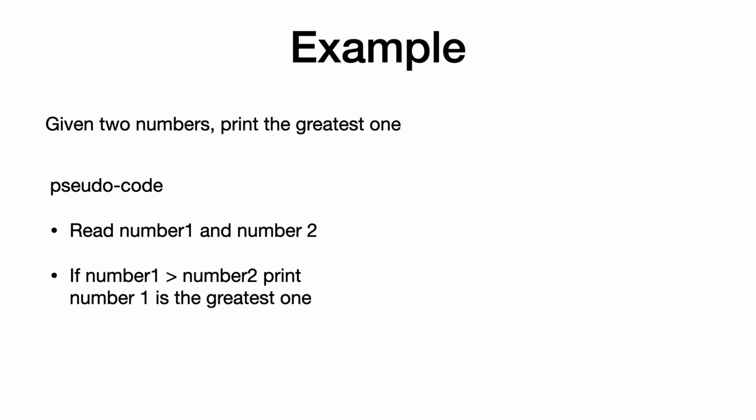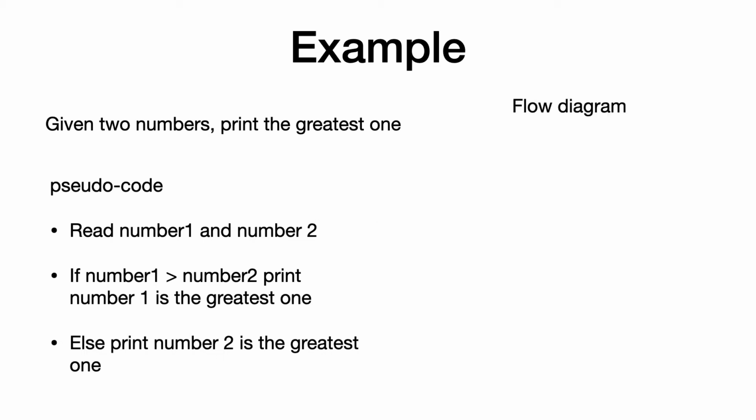Then, if number 1 is greater than number 2, print number 1 is the greatest one. Else, print number 2 is the greatest one. This is what is called an algorithm that uses conditionals. The conditional is represented by the if, and in this case, if a certain condition holds, then we are going to do something, which is print number 1 is the greatest one. If that condition doesn't hold, then we are going to print number 2 is the greatest one.